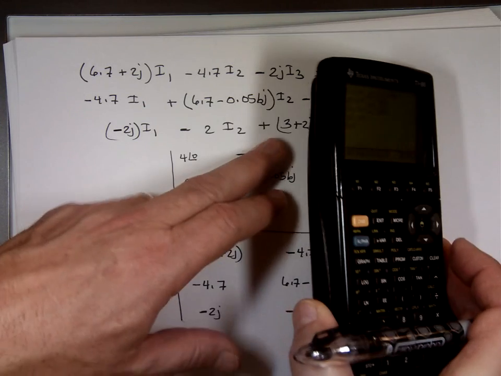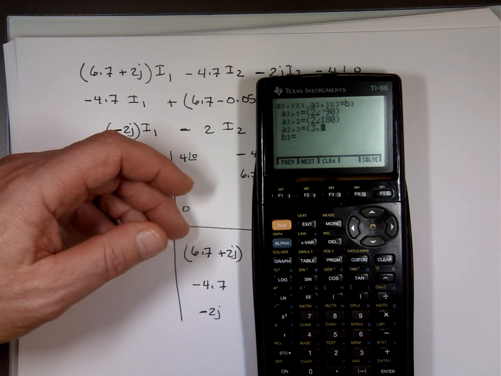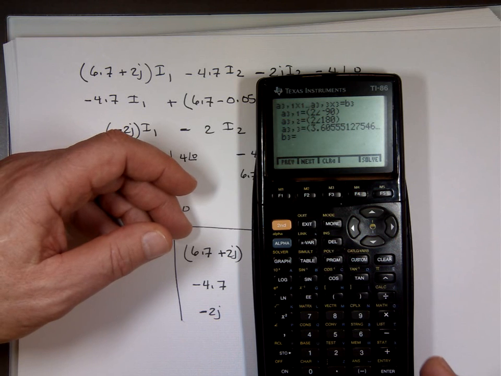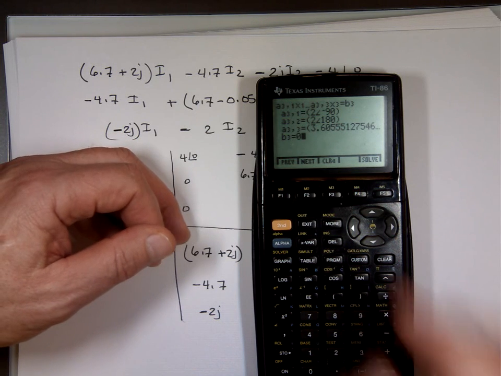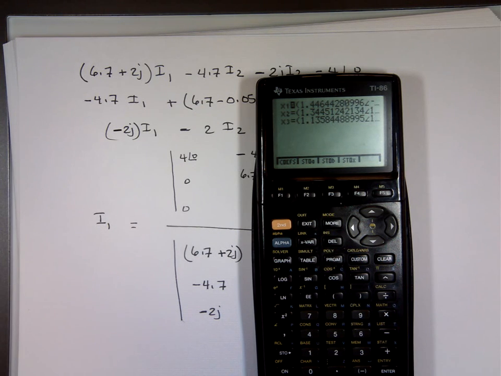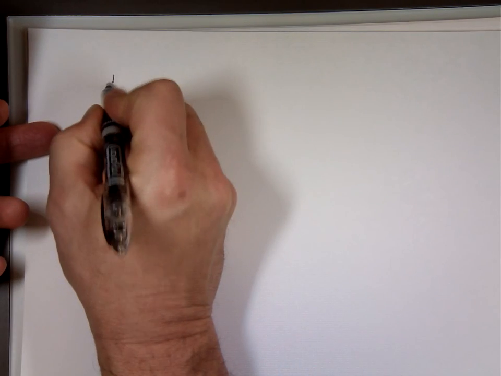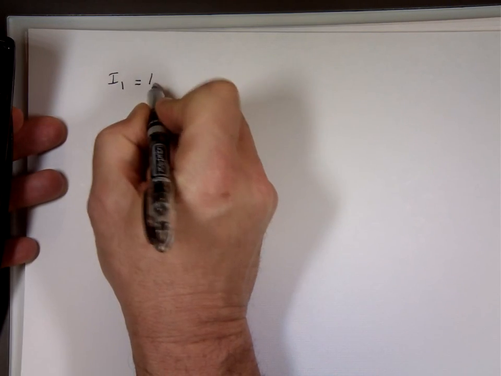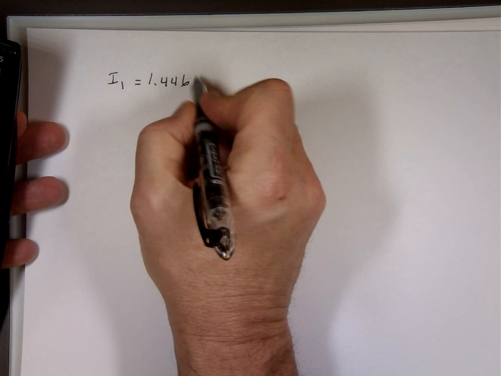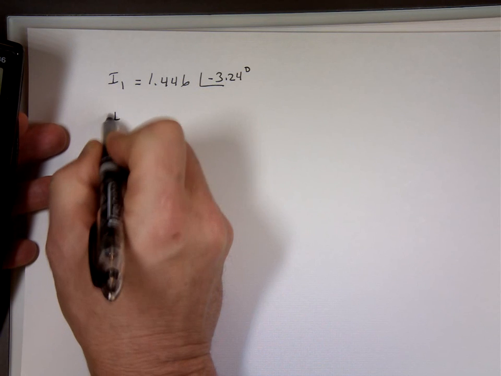The other one, 3 plus 2j, because I have mine in polar mode. 3 comma 2 and 0. And I hit solve, and I got all the answers, I sub 1, I sub 2, and I sub 3. So what is I sub 1? Based on this, I sub 1 is equal to 1.446, and the angle is negative 3.24 degrees.